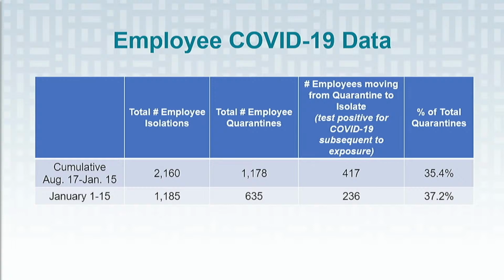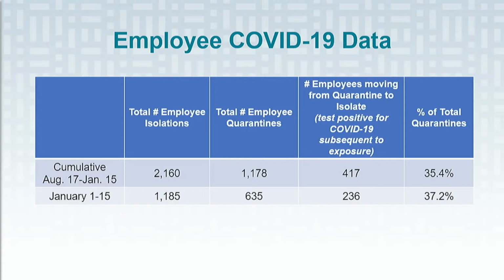That's a 35.4% of the total employee quarantines. Now, one thing you'll notice when you look at this and the next slide, there are far fewer employee quarantines than there are isolations. While we do not have a specific number or percentage of our employees who are vaccinated, obviously a much larger percentage of them are vaccinated.